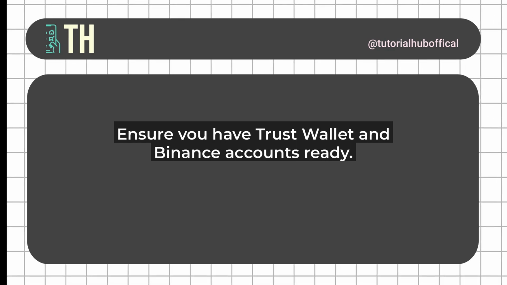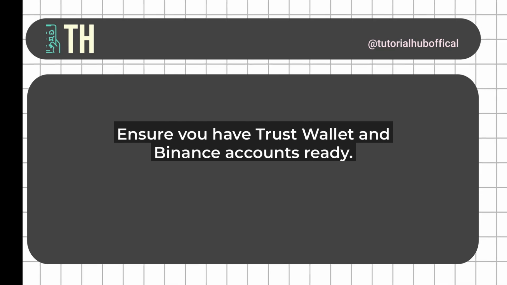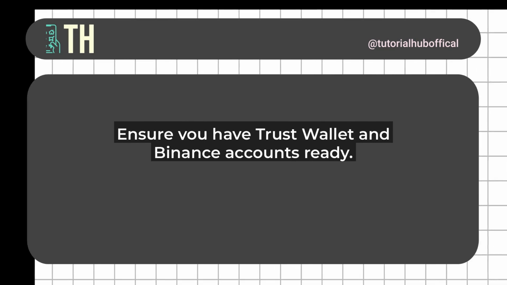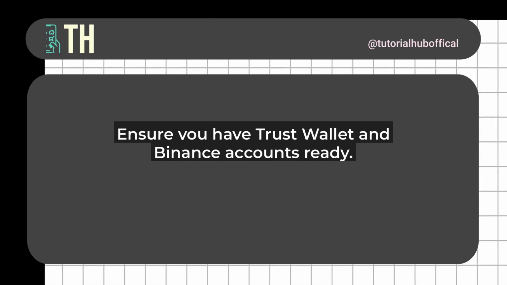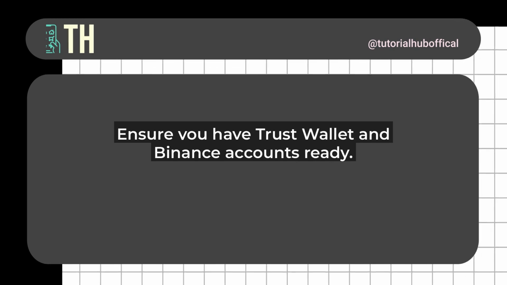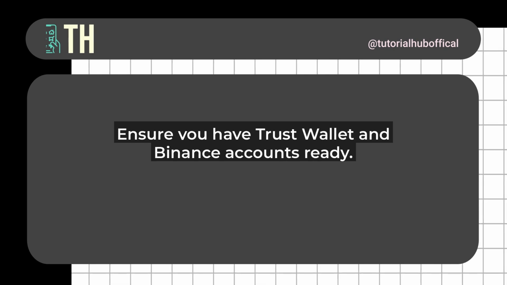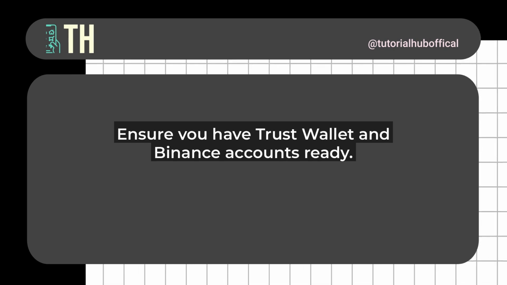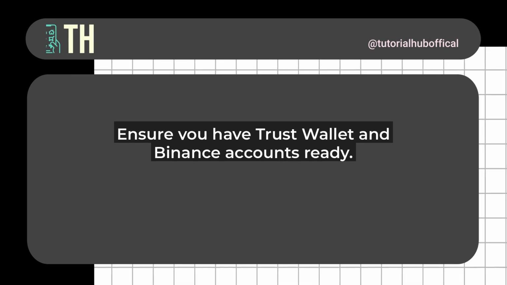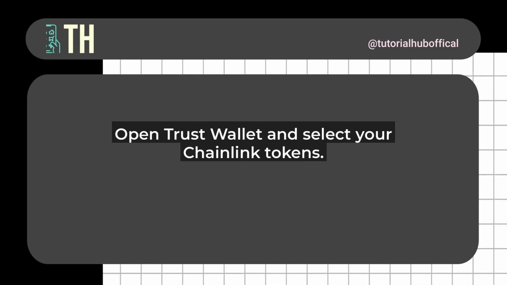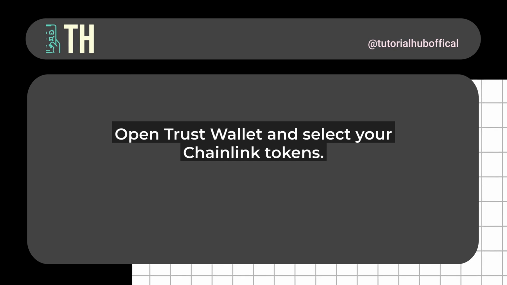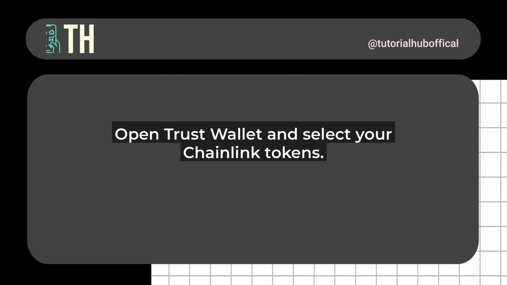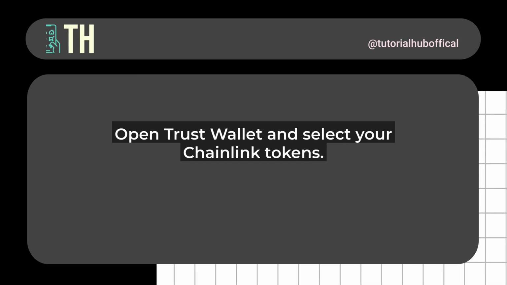First off, why do this? Sending Chainlink to Binance lets you trade on a major exchange, but always remember, crypto transactions are final, so double-check everything to avoid losses. Before we start, ensure you have the Trust Wallet app installed on your phone and a verified Binance account. Also, make sure you have Chainlink, Link, tokens in your Trust Wallet and some extra for network fees.